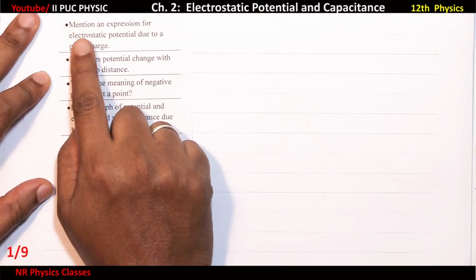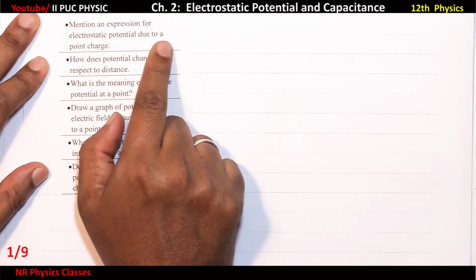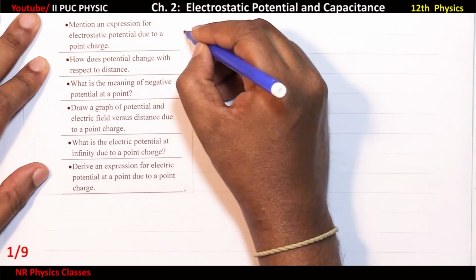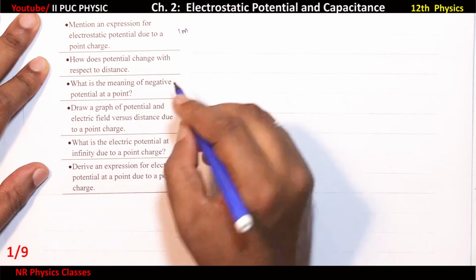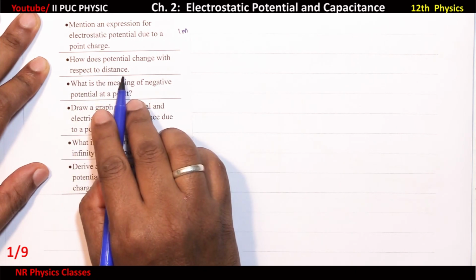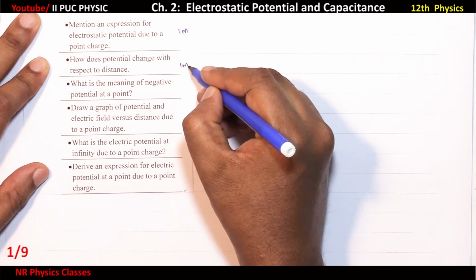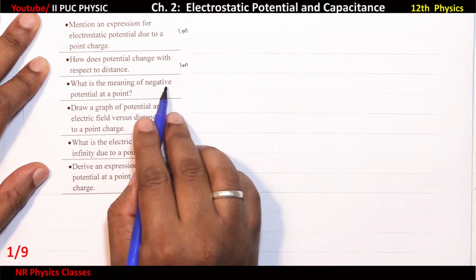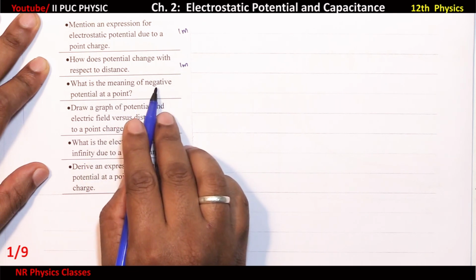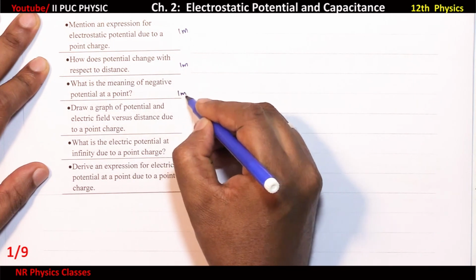These are the probable questions. Mention an expression for electric potential due to a point charge. Just write the expression. This is for 1 mark. How does potential change with respect to distance? It is 1 by r. This is also for 1 mark. What is the meaning of negative potential at a point? Negative potential means work is done by the electrostatic force. 1 mark.